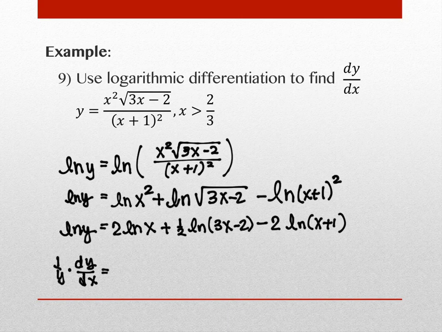So what is the derivative of 2 natural log of x? 2 over x, or you could write 2 times 1 over x. How about the derivative of the 1/2 natural log 3x minus 2? I'm going to do it in pieces. 1/2 starts. What's next? 1 over 3x minus 2 times 3. We've got a derivative of an inside. There is a small chain rule there, a little bit of one. And then over here at the end, I have minus 2 times 1 over x plus 1.